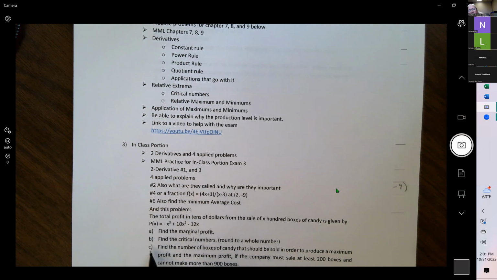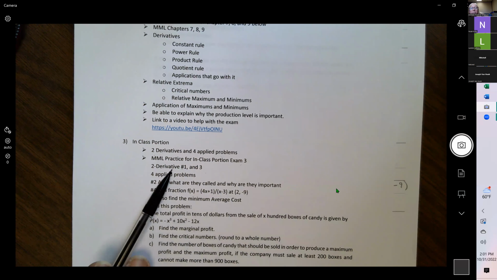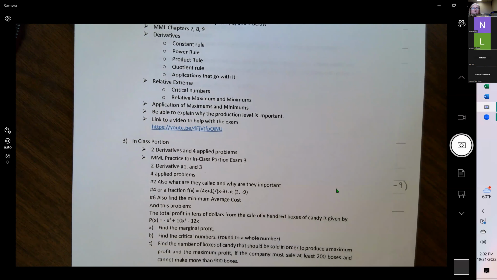And it's more of a profit problem. So I made one similar to go over instead of number 5 on my math lab. It's more set up like this problem. Not that that one's not good practice, but this is a little closer.